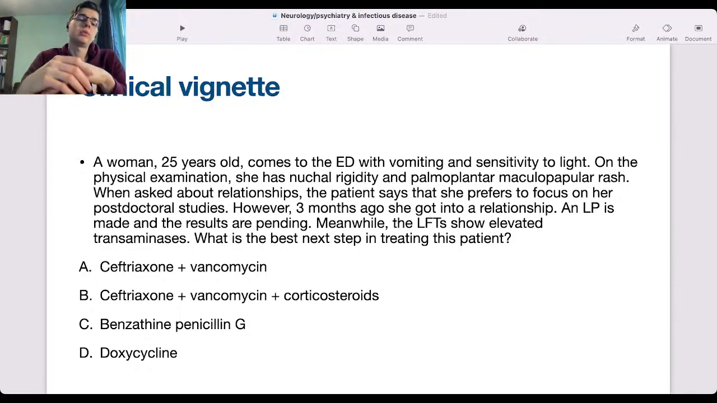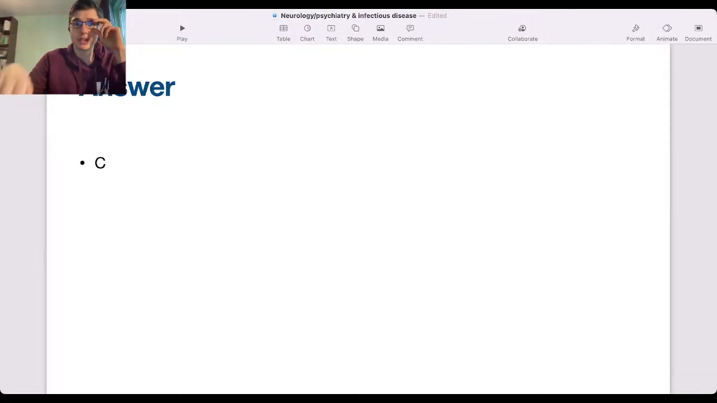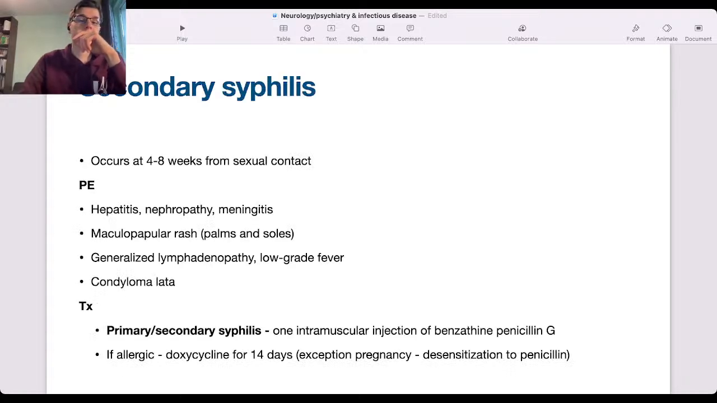Now, the last two: benzathine penicillin G is given in primary and secondary syphilis, and doxycycline is given only in patients that have an allergy to penicillin in this case. Let's see the answer. The answer is C, benzathine penicillin G. So, when talking about secondary syphilis, we know that it occurs at 4-8 weeks from sexual contact. In that case, we had the new relationship.